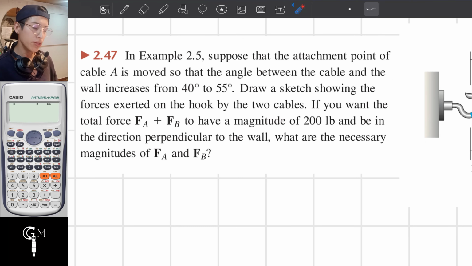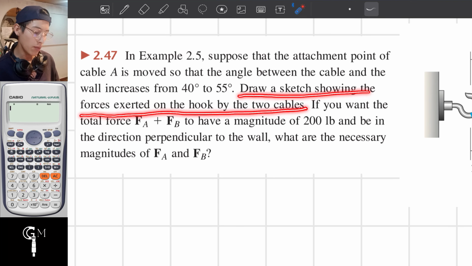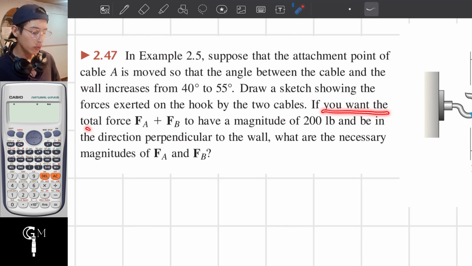Exercise 2.47. In example 2.5, suppose that the attachment point of cable A is moved so that the angle between the cable and the wall increases from 40 degrees to 55 degrees. Draw a sketch showing the forces exerted on the hook by the two cables. If you want the total force FA plus FB to have a magnitude of 200 pounds and be in the direction perpendicular to the wall, what are the necessary magnitudes of FA and FB?